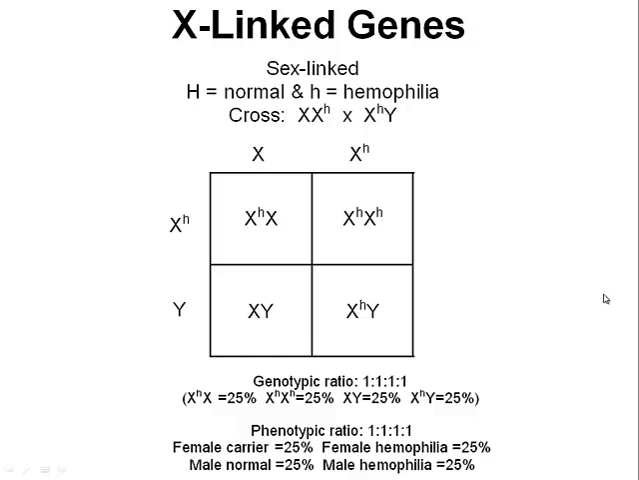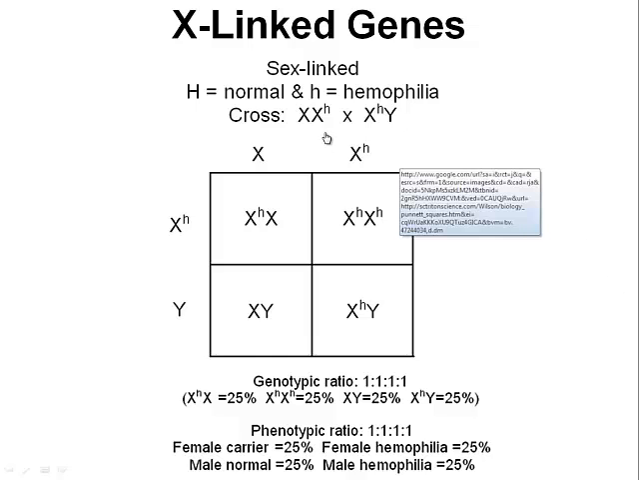And so, if we look at the inheritance of hemophilia, this is what we see. So, the little h here represents the mutated gene for blood clotting. And so, in other words, this is the gene for hemophilia.